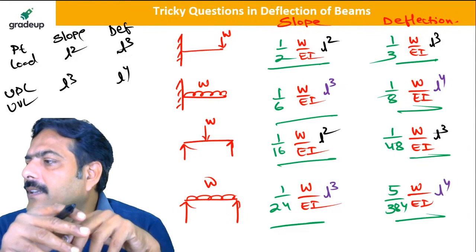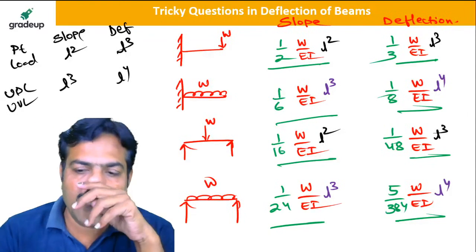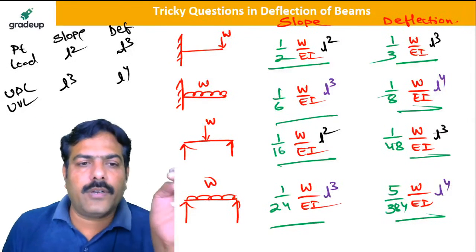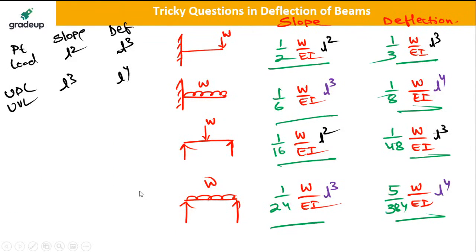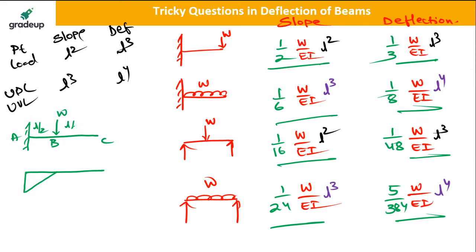If load is not acting at the center, then how to solve? Is it clear? So suppose load is not acting at the center. Let me explain you this one also. Suppose if the load is acting somewhere here, for example the cantilever beam, the load is acting at this point. This is A, this is B, this is C. So your bending moment diagram will be like this. Is it clear now? So let this be L by 2 and this be L by 2. So this will become W into L by 2.